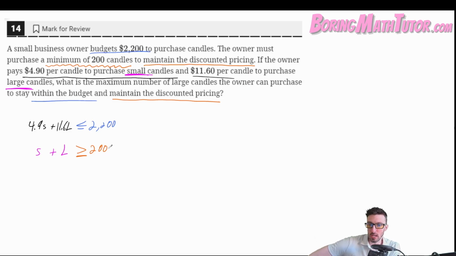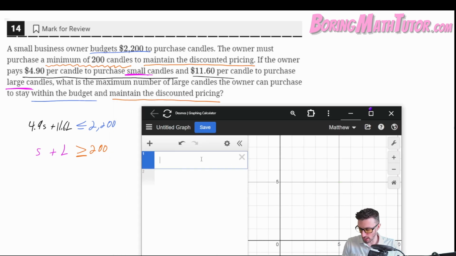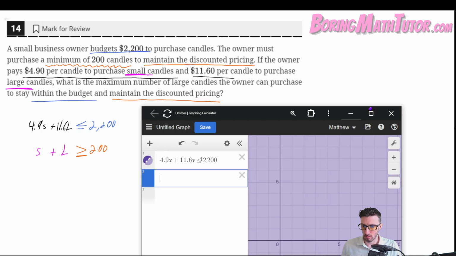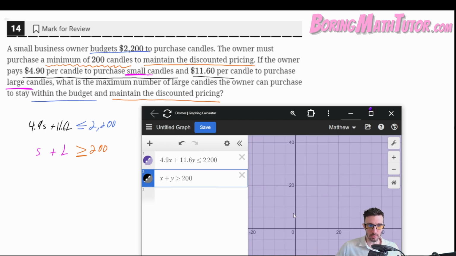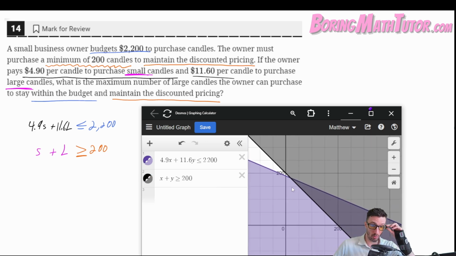Now, I would say that we want to just go to Desmos here, and we want to use X instead of S, and then Y instead of L. But I'm going to type everything in. And then once I type everything in, what am I looking for? I'm looking for the maximum number of large candles. Okay, so let's zoom out here. And we're looking for where we have overlap between two things.